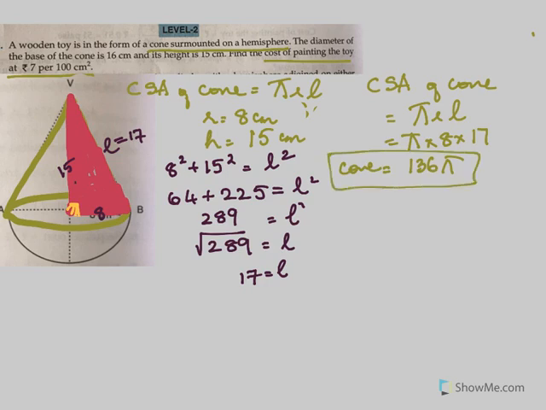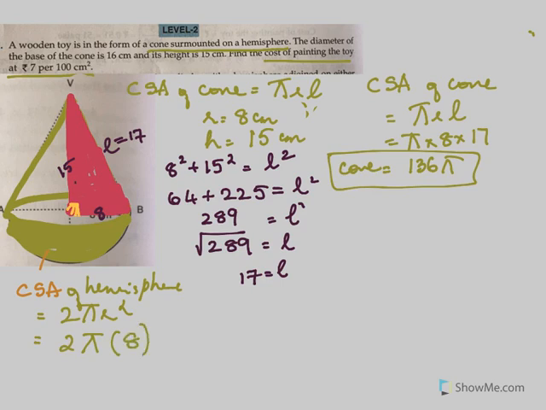Now we go ahead and find that of the hemisphere. This is the hemisphere that we are going to find now, and the hemisphere is the easiest to do, because the CSA of hemisphere is 2 pi r square, 8 square, because the r here is 8. So 2 pi into 64, and that is 128 pi, the CSA of the hemisphere.